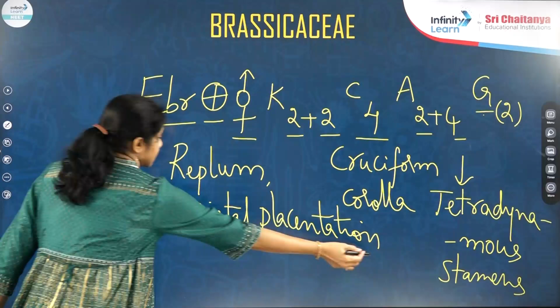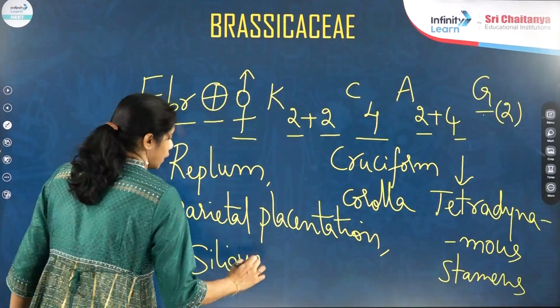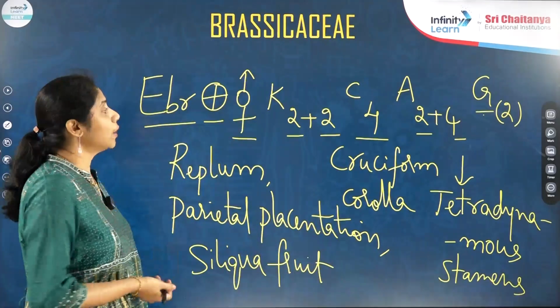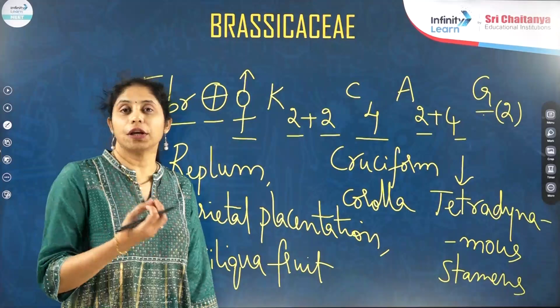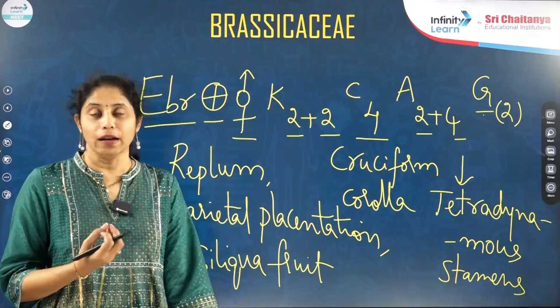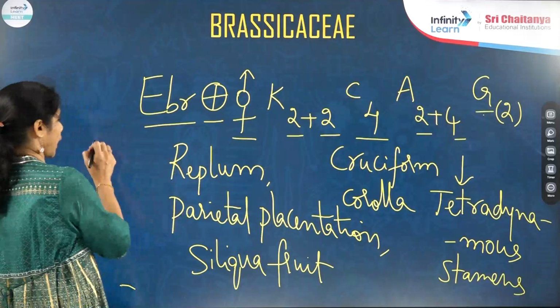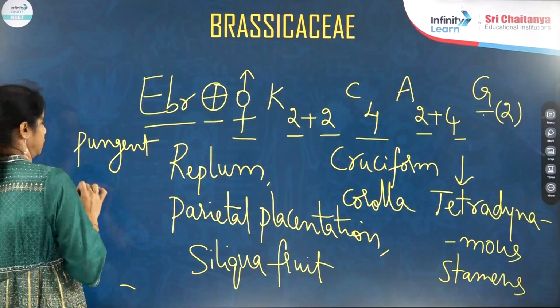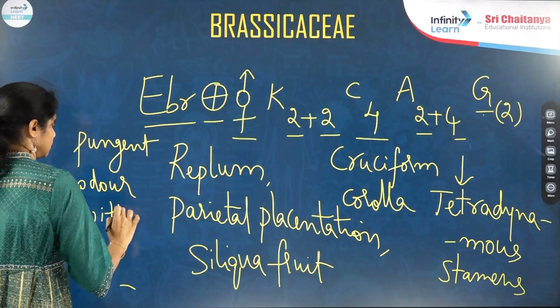And the fruit is siliqua or silicular fruit will be there. Okay, and this family will be indicated by generally a pungent odor. The vegetative organs will be showing the pungent smell because they have the sulfur compounds in them. So this is having one more character, pungent odor with sulfur compounds.